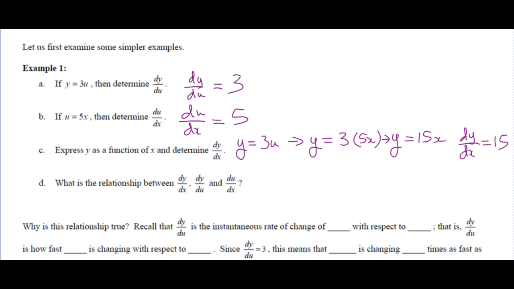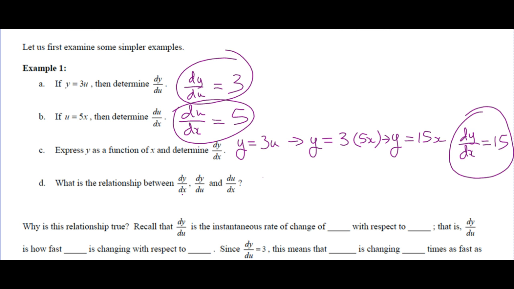But wait, we've got a 3 and a 5 sitting around. So what's the relationship between dy by dx, dy by du, and du by dx? What are we going to say? dy by dx is equal to dy by du times du by dx. Yeah, you know, and it's as if these cancel, right? And they don't sort of really, but you can think of it that way.